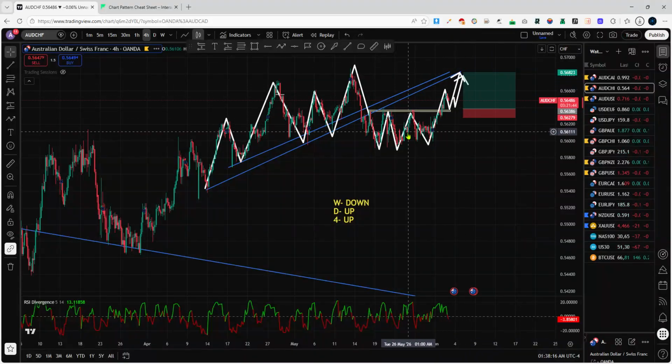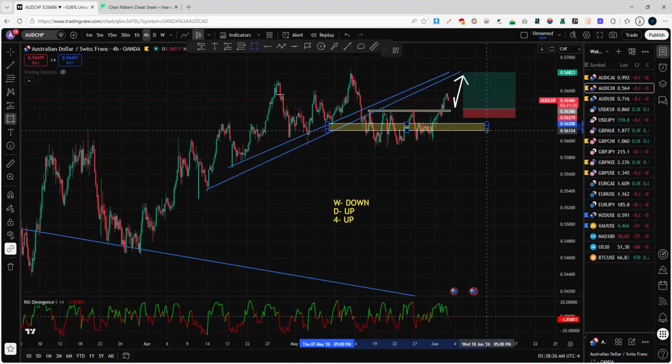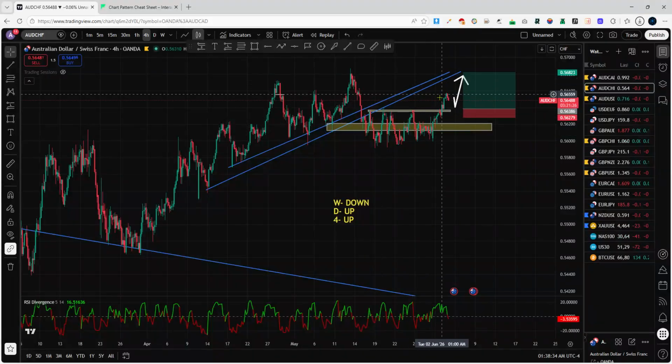Let me delete this. So we're pretty much looking at this area. We broke it. All we need to do is confirm with a break of trend line and ultimately the break of the structure here. So that's what we're waiting on. After we break and retest here and go back up, I'm looking to capitalize on this and see if they can tap that trend line.